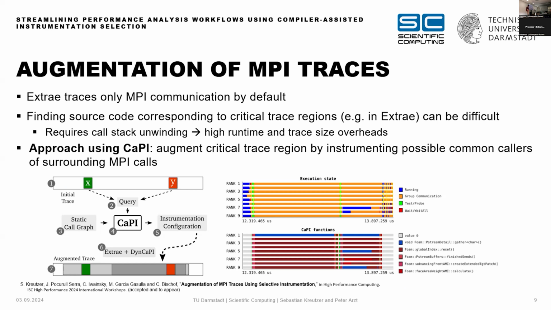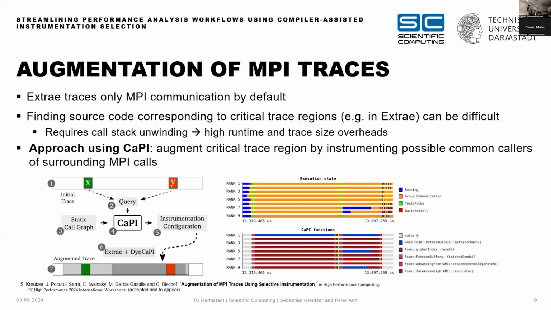So you can do stack unwinding, but that's also quite expensive. So what we tried here is to use CAPI to augment these critical trace regions and then instrument them to get more information in these specific parts of the code.